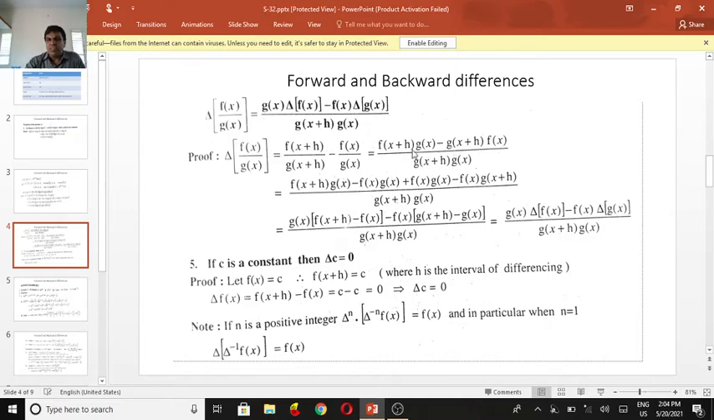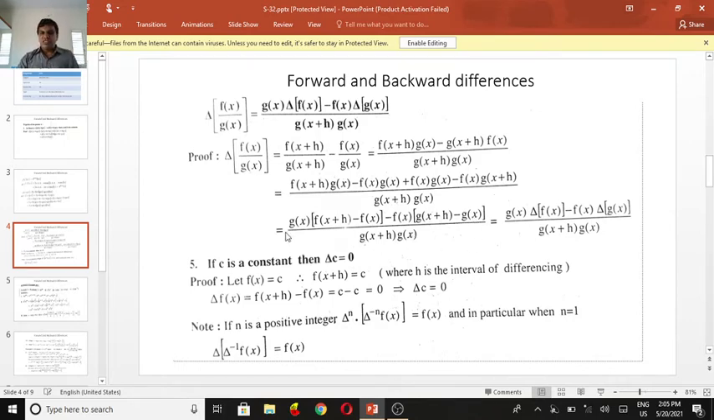Again, as in the previous theorem, we apply the same form: f(x+h)g(x). Here, add and subtract f(x)g(x). So f(x+h)g(x) minus f(x)g(x) plus f(x)g(x) minus f(x)g(x+h). Take g(x) as common in the first term: g(x)[f(x+h) minus f(x)]. Take f(x) as common here: minus f(x)[g(x+h) minus g(x)], divided by g(x+h)g(x).